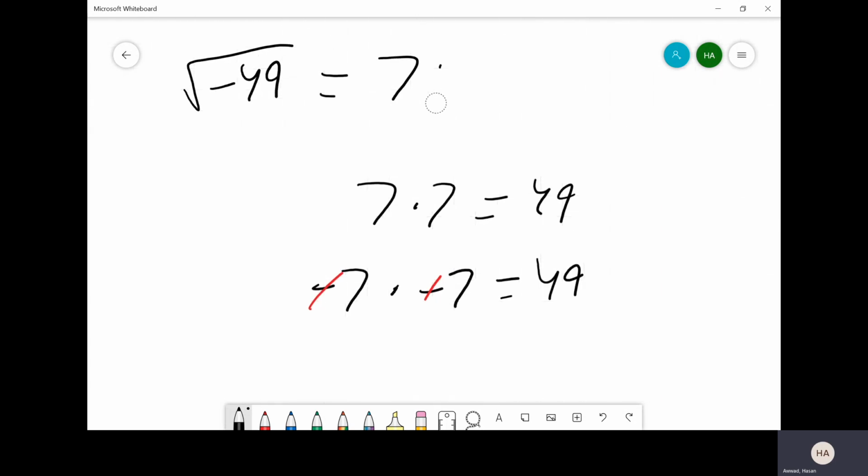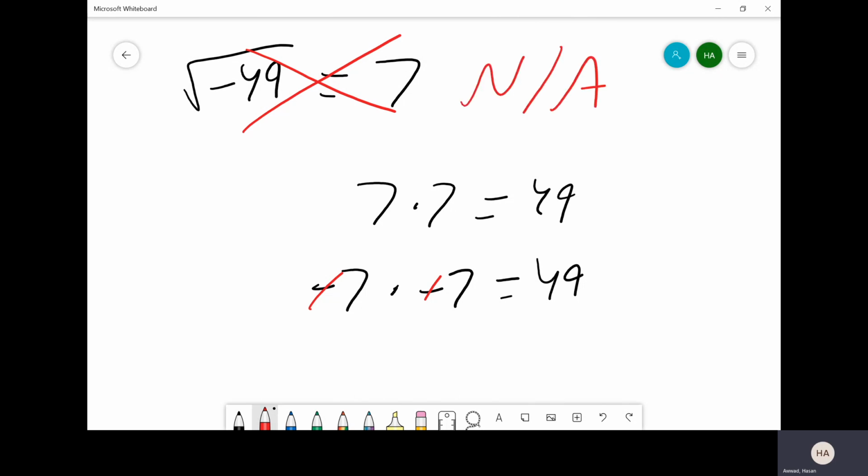All you need to know is that if you're talking about any even root, and you're talking about taking the root of a negative number, you cannot do it with only real numbers. It's not possible. Your final answer should be that there's no answer. There's nothing. You can't do anything.